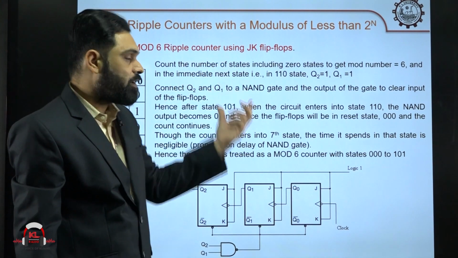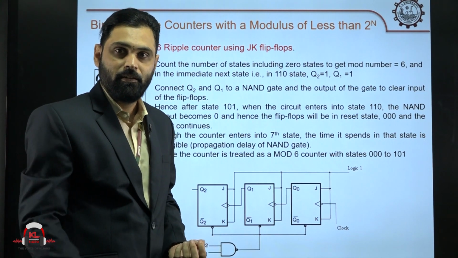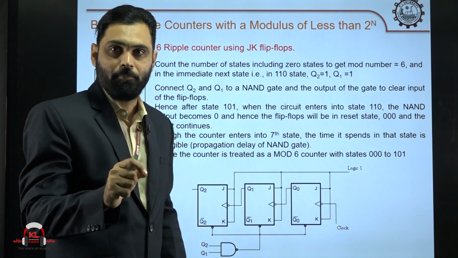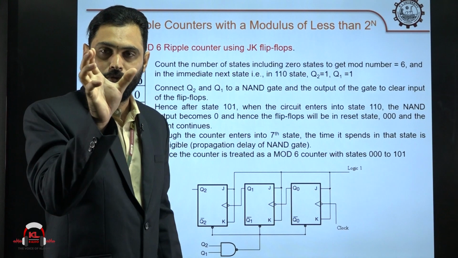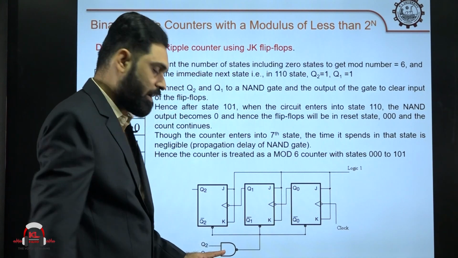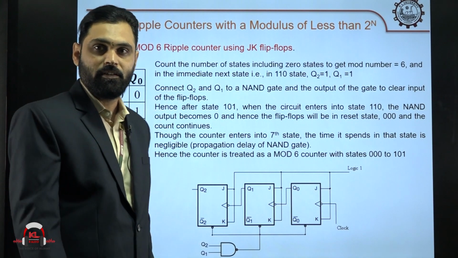So, like that, whatever counter you want to construct, take the value at which you want to stop the counter, take that number, and wherever ones are there, those values you connect to a NAND gate. This is the simple logic to construct mod counters.